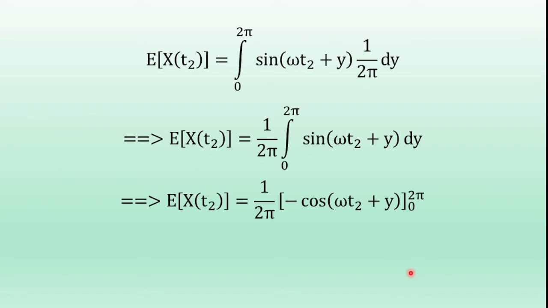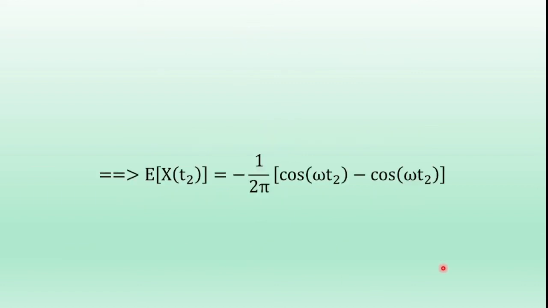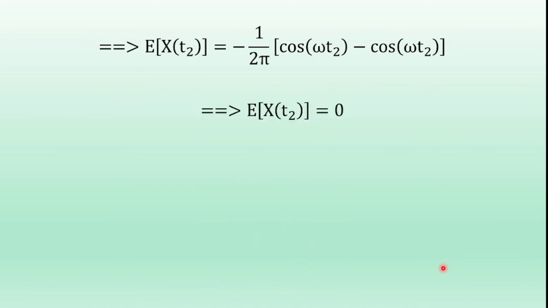Now substitute the upper value of y and lower value of y. We have minus 1 by 2 pi cos of omega t2 plus 2 pi minus cos of omega t2 plus 0. Cos of 2 pi plus omega t2 is cos of omega t2, minus cos omega t2, so they cancel. The RHS term is 0. Therefore, expectation of x of t2 is equal to 0.